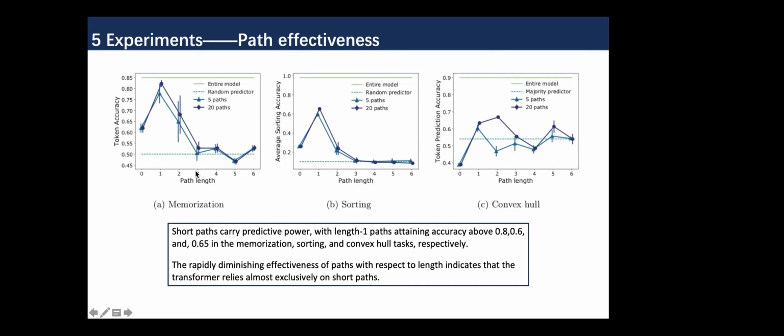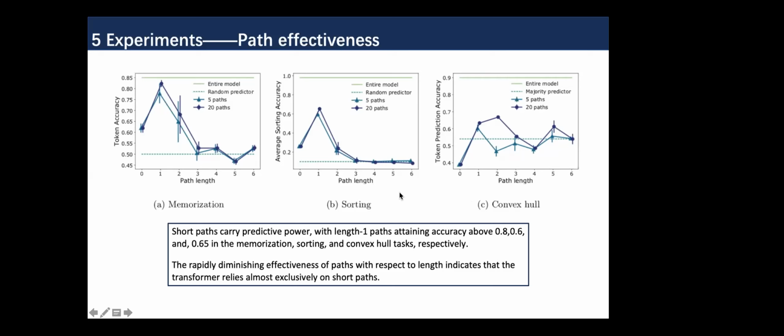We focus on the path length. If the path length is equal to 1, you can see that in the first task, the 20-pass accuracy will be higher than 80%. And in the second task, with path length equal to 1, the 20-pass accuracy is higher than 60%. And in the last task, we can see that if the path length equals 1, the accuracy of the task will be higher than 60%.